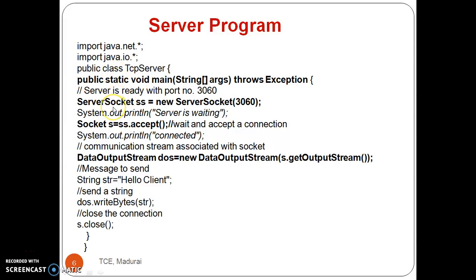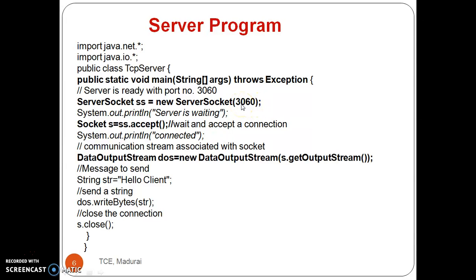The next step in the server program is to create a ServerSocket object. The syntax for creating this object is ServerSocket ss = new ServerSocket(3060). So here we are using the new keyword to generate an object with the name ss, and the value we are passing as the ServerSocket argument is the port number. That means the server is ready with the particular port number 3060.